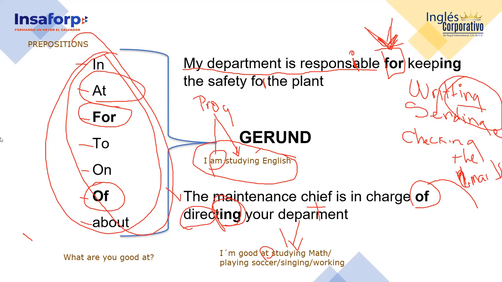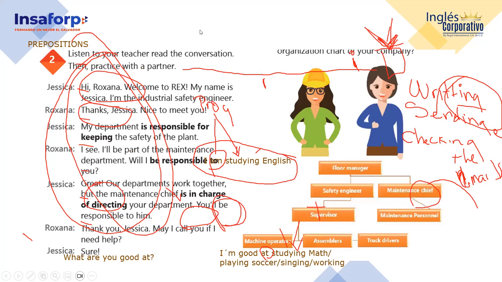Okay. So in the book, we have some exercises. Let me check. What page is that? What a mess.